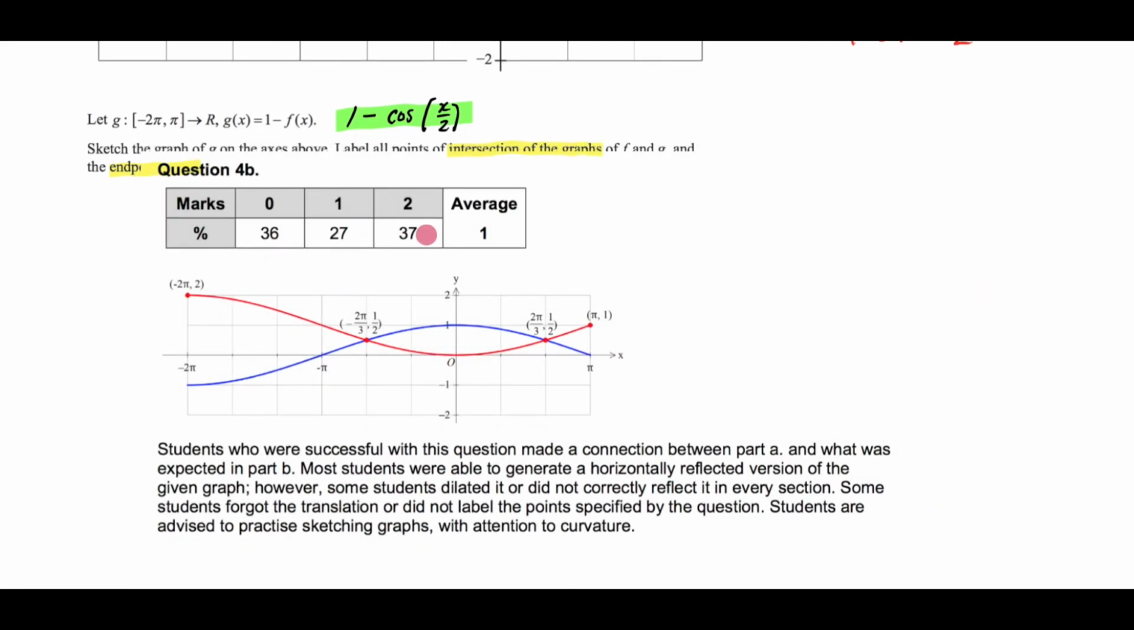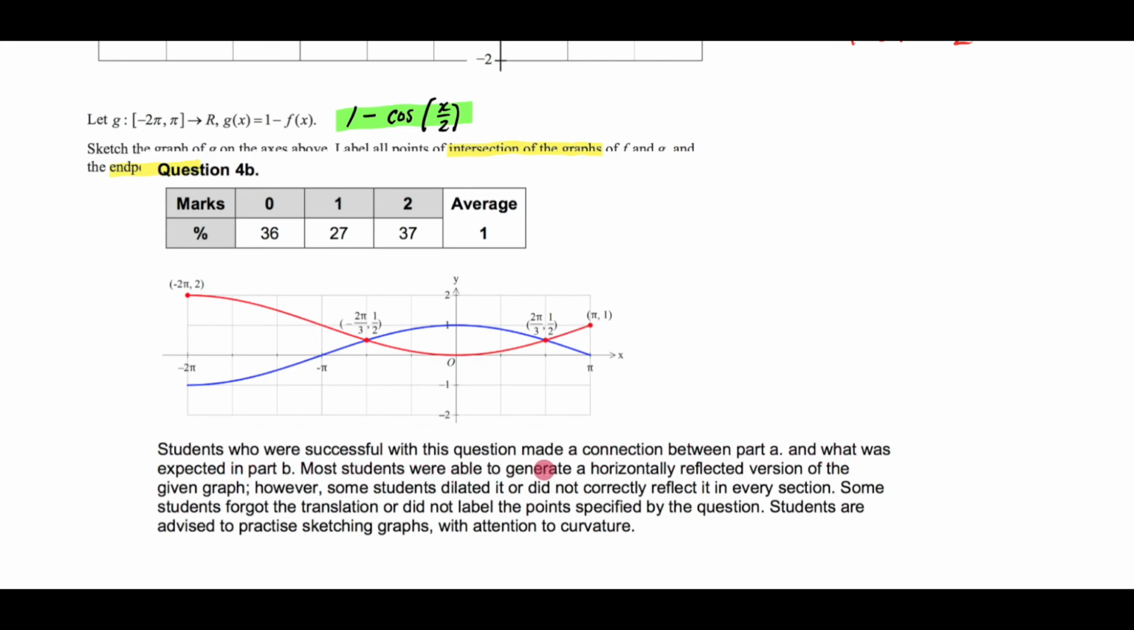You can see that 37% of the state got the full 2 marks. And let's just now read this little thing right here. Students who were successful with this question made a connection between part A. As I said, it's very important that you don't start a question fresh. Students who were successful with this question made a connection between part A and what was expected in part B.